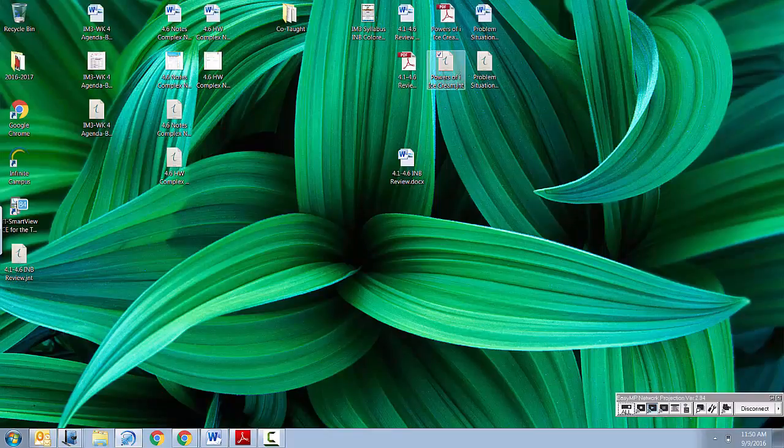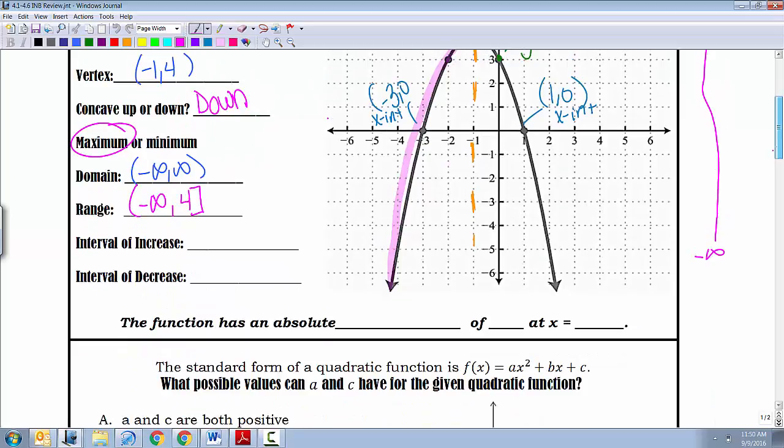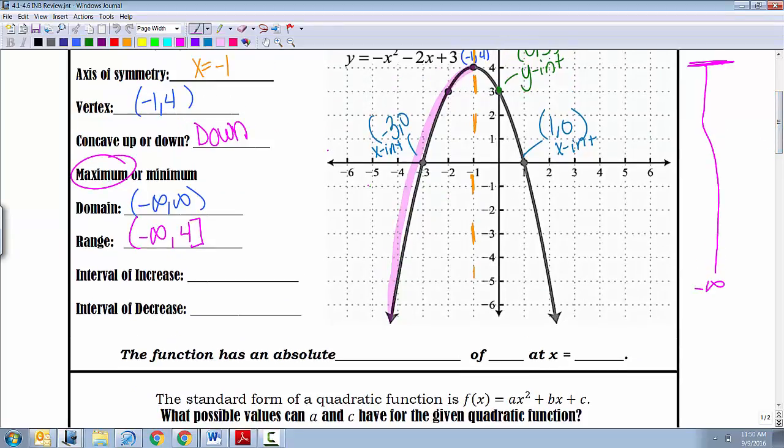Remember, with your interval of increase and decrease, you are always using your X values. Okay? So we are... wait, where'd it go? There it is. All right, try this again. So let me explain the first one, and maybe you can get the next one then. You look at your X values, so go ahead and write that somewhere. X values.